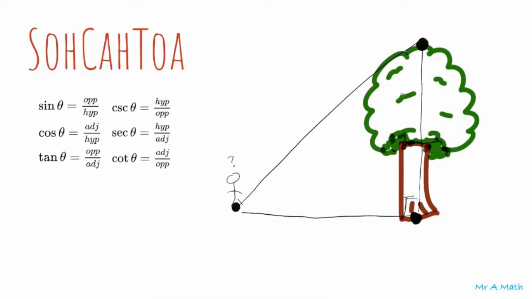And so if I am unable to measure how tall this is, there are a couple things that I can measure though. For example, I could measure how long this bottom distance is. Let's put that in orange. And let's say maybe you have a tape measure, maybe you measure with paces, but let's say you measure that you are exactly 40 feet away from this tree.